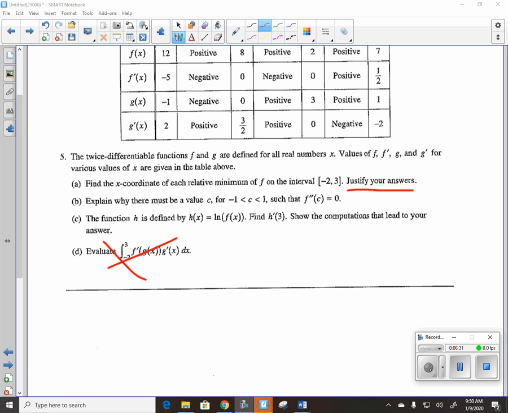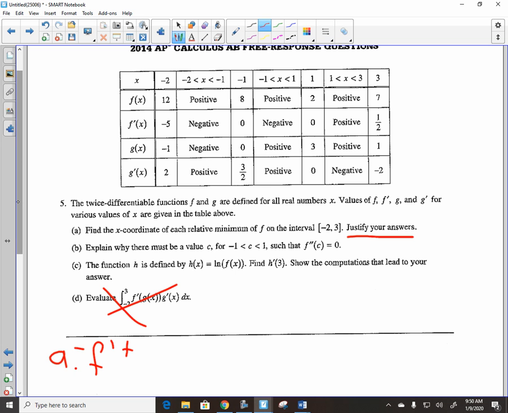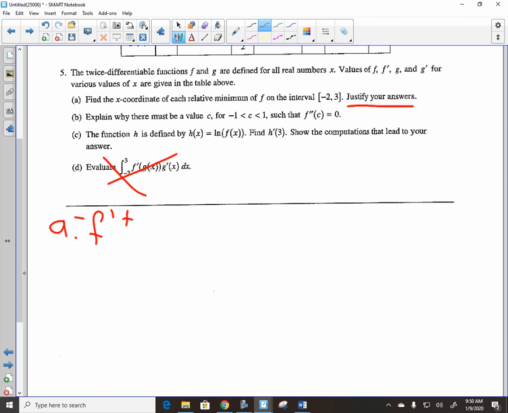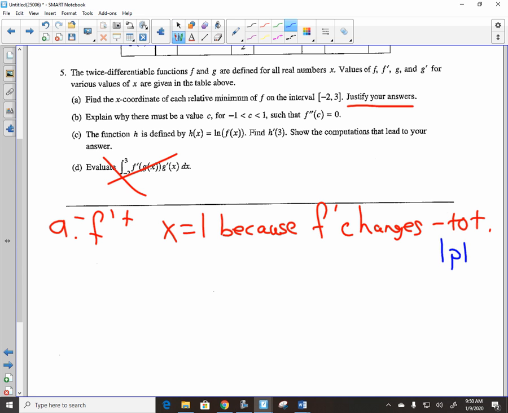You see that the first question says justify your answer, and you know that a relative minimum happens when f prime changes from negative to positive. So you're going to look, where does f prime change from negative to positive? That happens right here, at 1. So the answer is relative minimum at x equals 1 because f prime changes from negative to positive. And that's going to be your justification. You write that down and you get the answer correct. That's worth a grand total of 1 point. Congratulations, you got yourself 1 point.